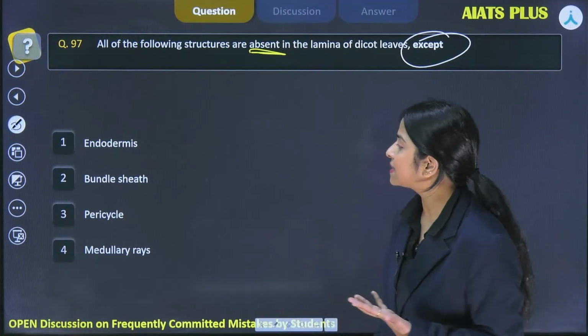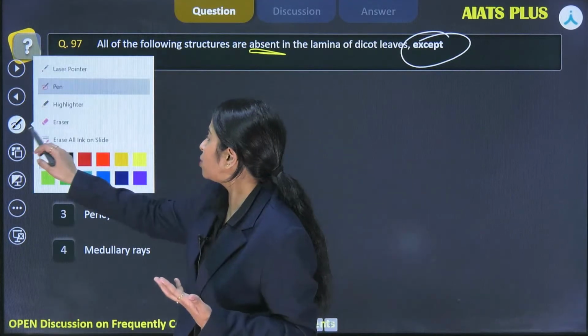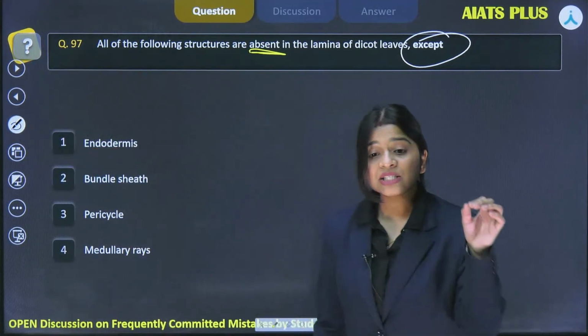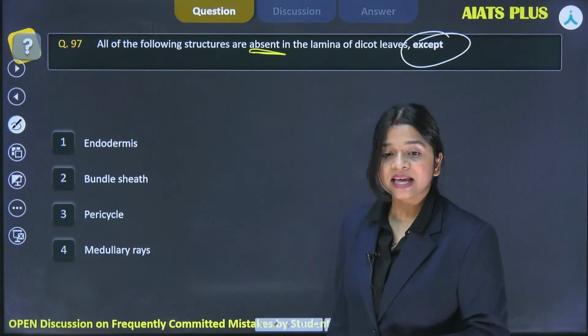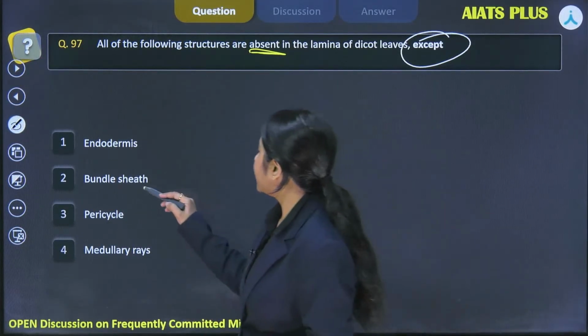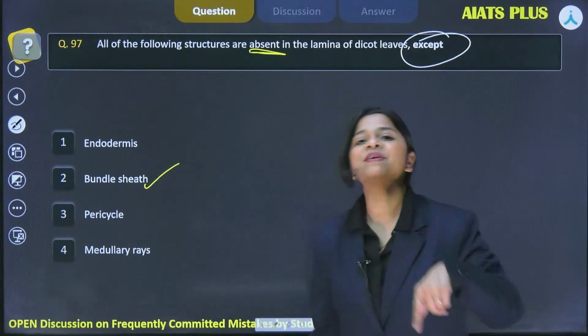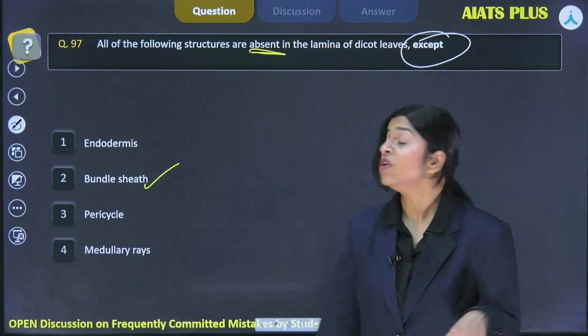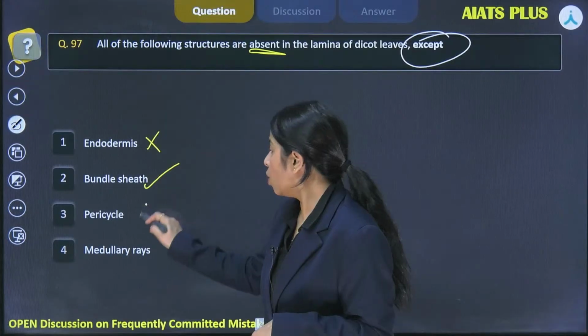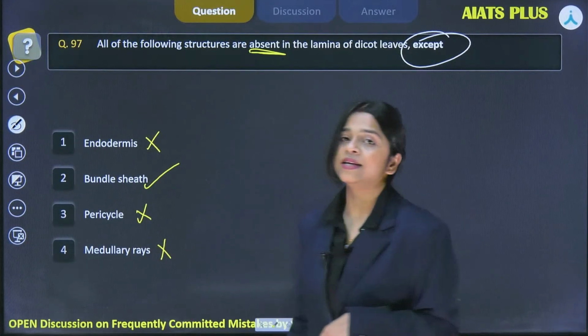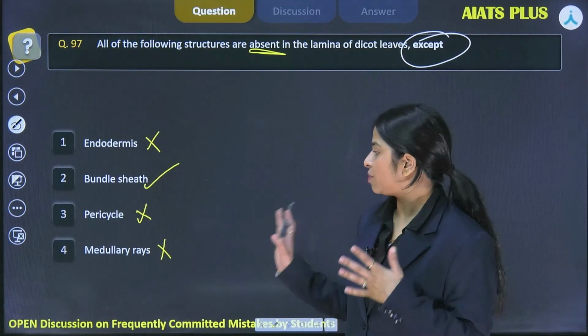Which parts have we discussed out of these? The last one that you should remember, obviously, that is option 2. All right. So bundle sheath is present in case of dicot leaf. There is no endodermis, no pericycle or medullary rays. Alright, so this should be clear with you.